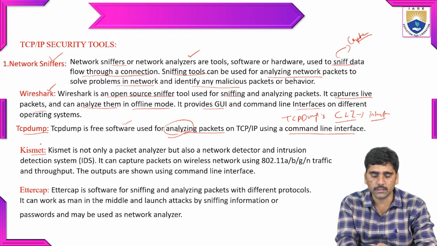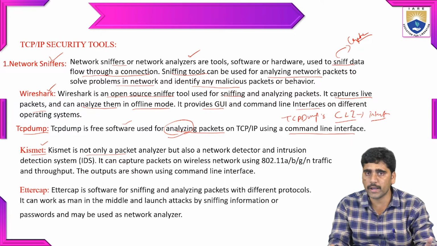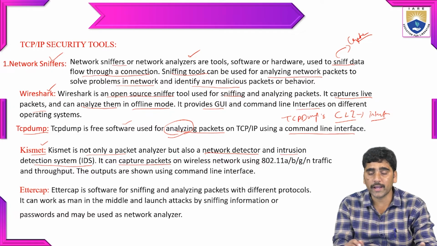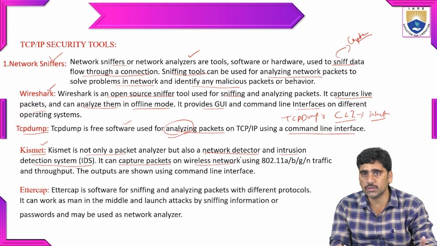And the next one is the Kismet tool. Kismet is not only a packet analyzer, it is also a network detector and an intrusion detection system. It is one mechanism to find the weaknesses of any network. This tool is especially used for wireless networking, and it captures packets on wireless networks using 802.11 a, b, g, or n traffic.